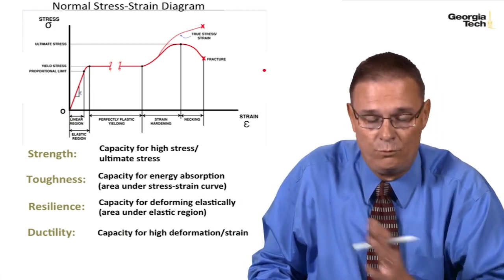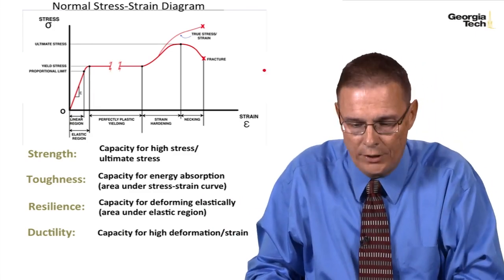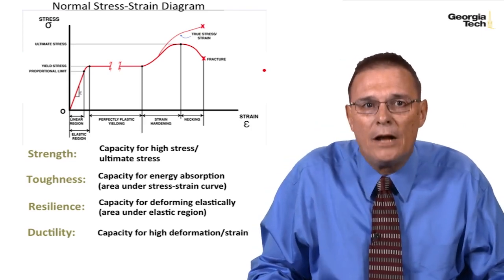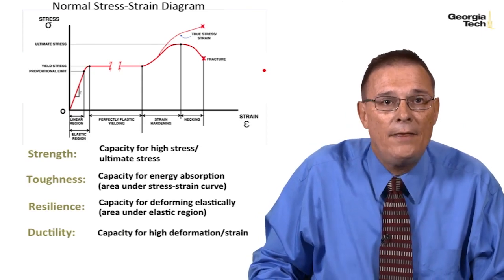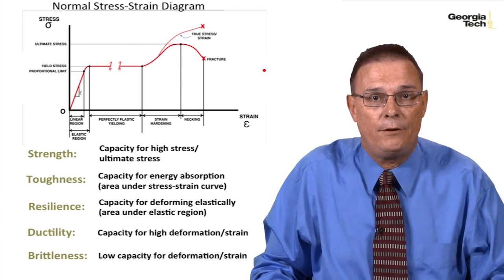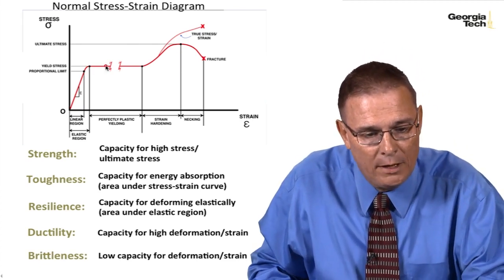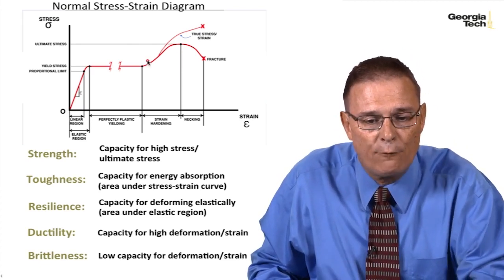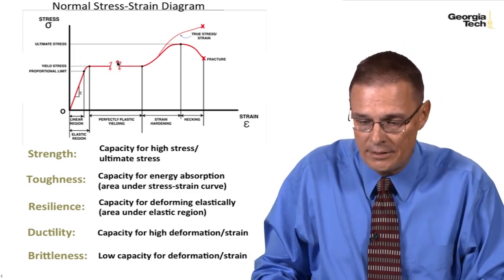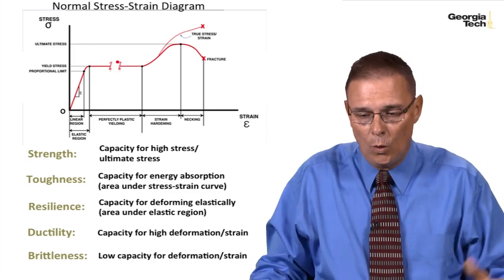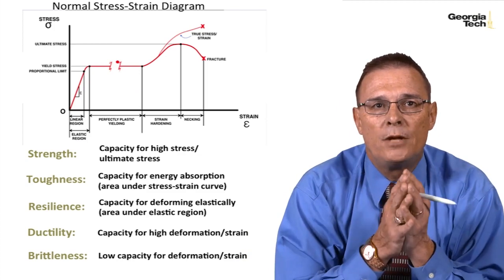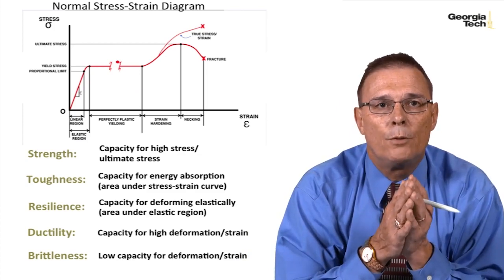A lot of metals are very ductile, things like steel, aluminum, copper, maybe lead, brass, bronze. Those are all ductile materials. And then we call a brittle material one that has very low capacity for deformation or strain, and so as we go up into this plastic region, it fractures a lot quicker than a ductile material would. Some examples of that would be concrete, glass, cast iron, or ceramics. And so those are some typical material properties.